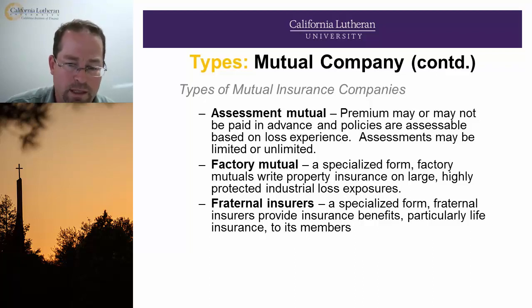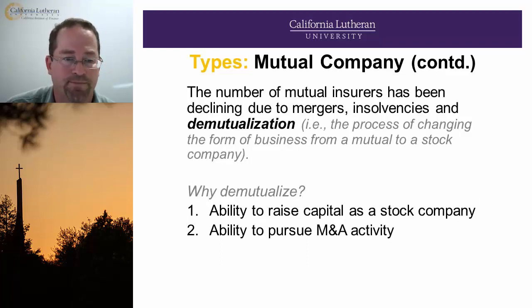A factory mutual is a specialized form. Factory mutuals write property insurance on large, highly protected industrial loss exposures. Fraternal insurers are also a specialized form. Fraternal insurers provide insurance benefits, particularly life insurance, to their members. The number of mutual insurers has been declining due to mergers, insolvency, and demutualization, the process of becoming a stock corporation from a mutual. Why demutualize? Well, the main reason is to raise capital as a stock company, and also the ability to pursue merger and acquisition activity.